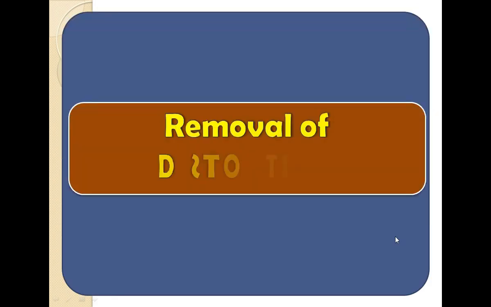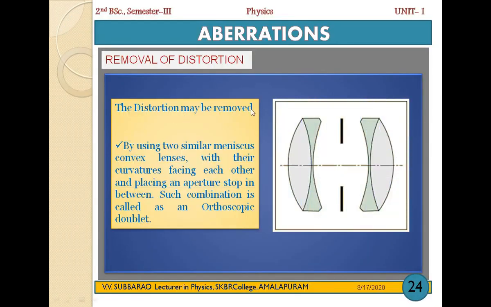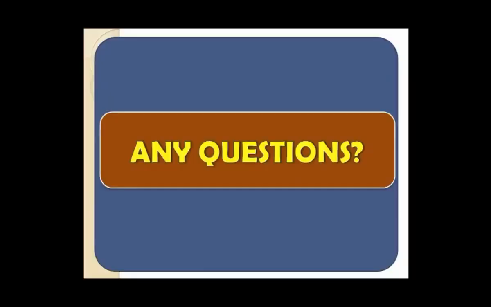Removal of distortion. The distortion may be removed by using two similar meniscus convex lenses with their curvatures facing each other and placing an aperture stop in between. Suppose these are two similar meniscus convex lenses. Their curvatures face each other and there is a stop in between. Such a combination is called an orthoscopic doublet and it effectively removes distortion.